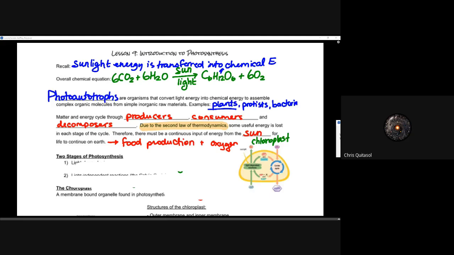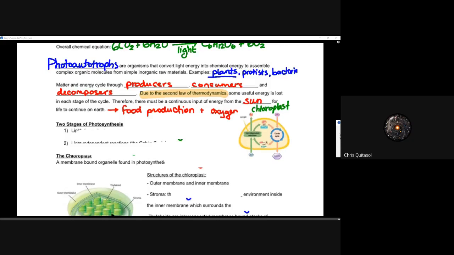So food production as well as oxygen need to be utilized, produced, consumed, and it all starts with the sun. So when we think about how it starts with the sun, we need to think about how that energy is harnessed. And in order to do that, we have to look at the stages of photosynthesis. So we're going to look at photosynthesis in explicit detail here. It's quite a bit of material, similar to the complexity of aerobic respiration.